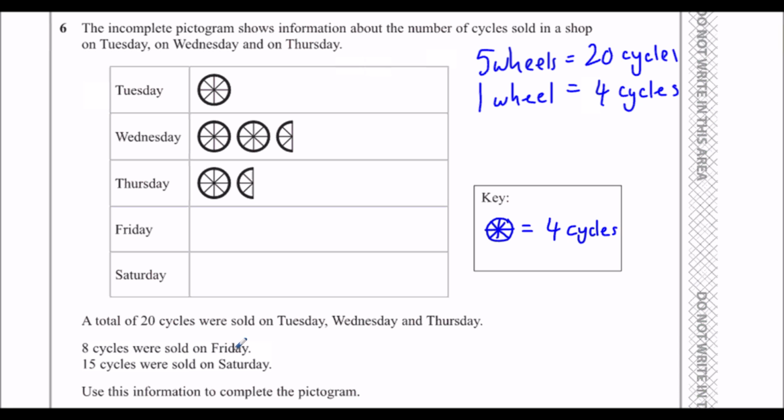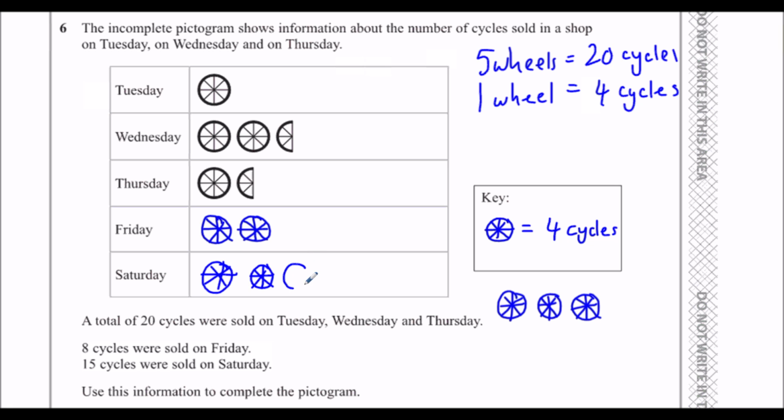8 cycles were sold on Friday and 15 on Saturday. We're going to complete the pictogram. So 8 on Friday, that's 2 full circles. And 15 on Saturday. So we've got 4, 8, 12, we need 3 more. I should have just drawn them here. So I'll draw them in.